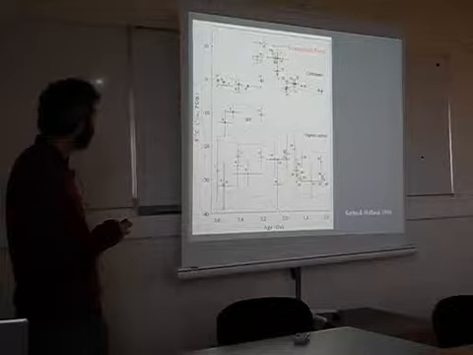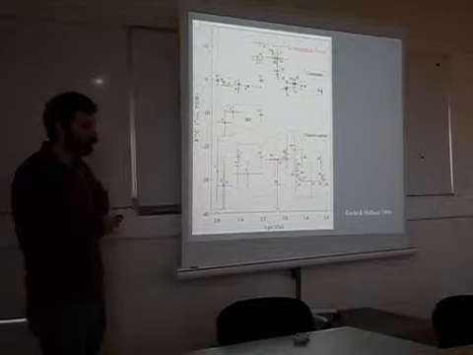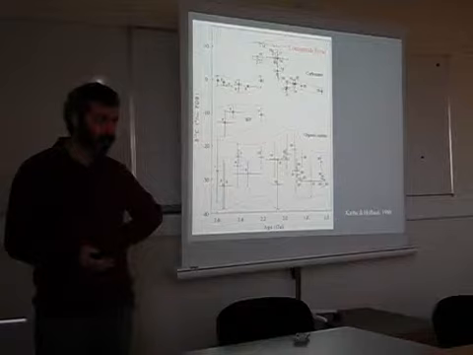From what we know, it lasted for a relatively long time. It lasted at least between 2.22 and something like 2.11, 2.06 billion years. So it's about 150 million years. It's a huge time interval. And these carbon isotope values go to these very high values.